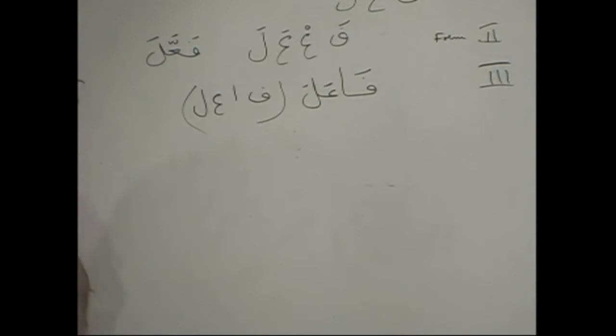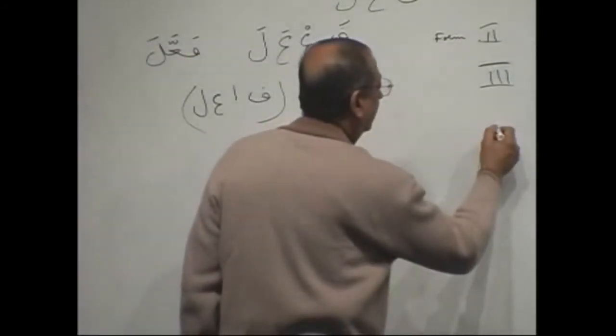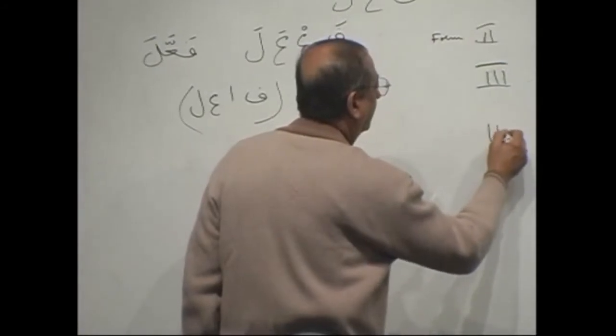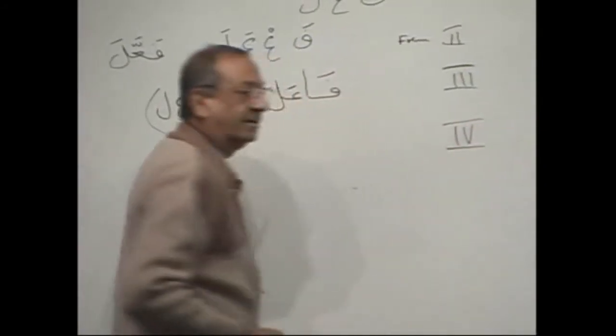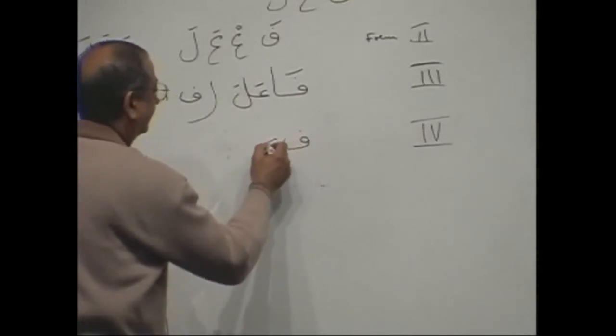I want to show you form 4, but I did not want to go straight into form 4. I had to start with form 2. Okay? And then come to form 4, brothers and sisters. Form 4 is very interesting, brothers and sisters. Look at it, fa'ala. Are you with me? Fa'ala.